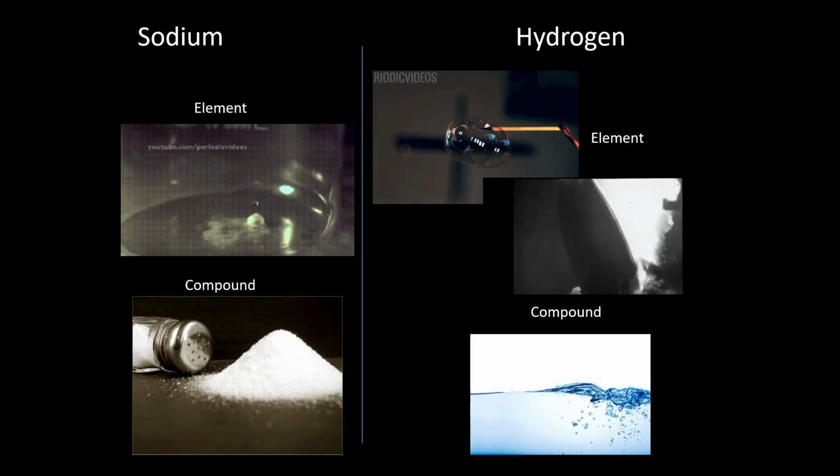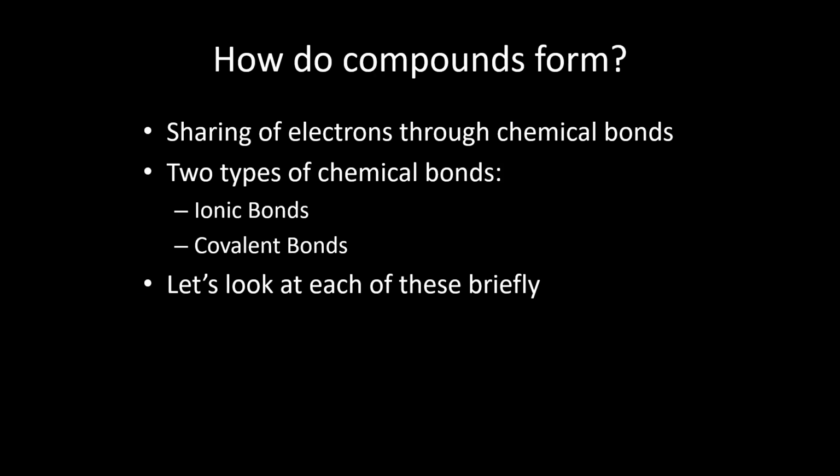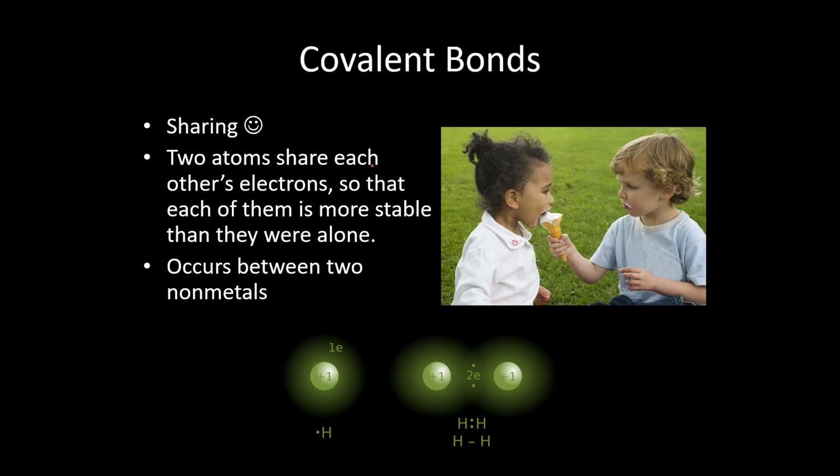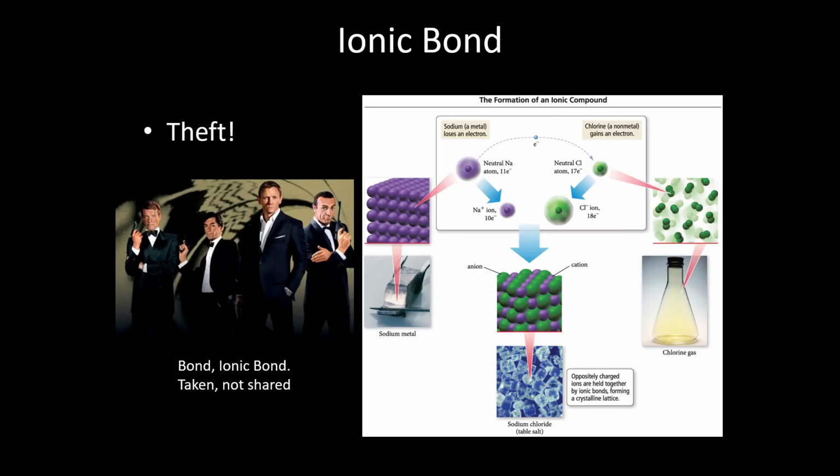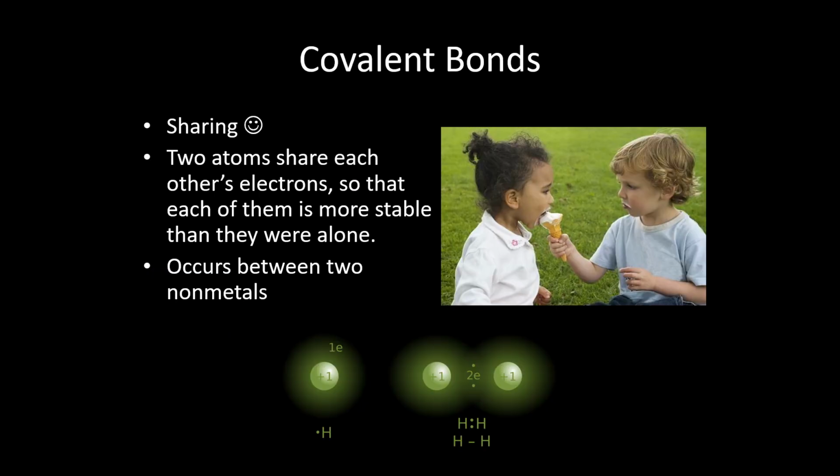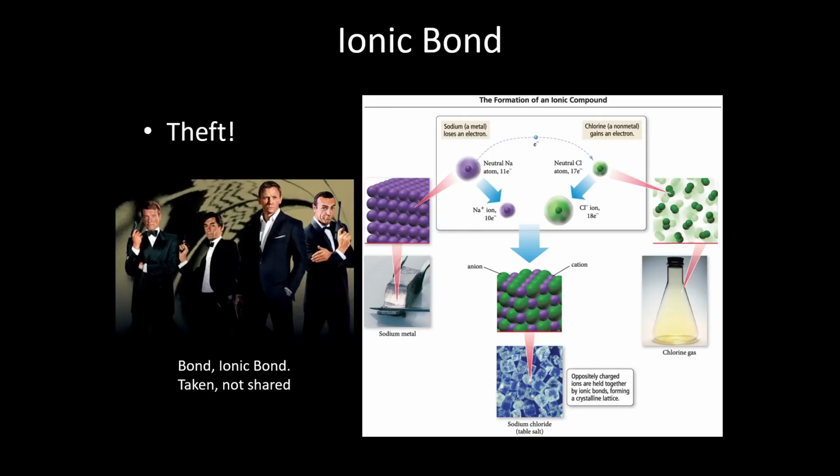Okay, when we're looking at elements versus compounds here, we're starting to get into how elements combine together. I do expect you to know the difference between ionic bonds and covalent bonds. Covalent bonds are where atoms share electrons between each other, and ionic bonds are where one atom steals the electrons. You should be able to tell the difference between those two. Remember that covalent bonds are always between two nonmetals. Ionic bonds are between a metal and a nonmetal.